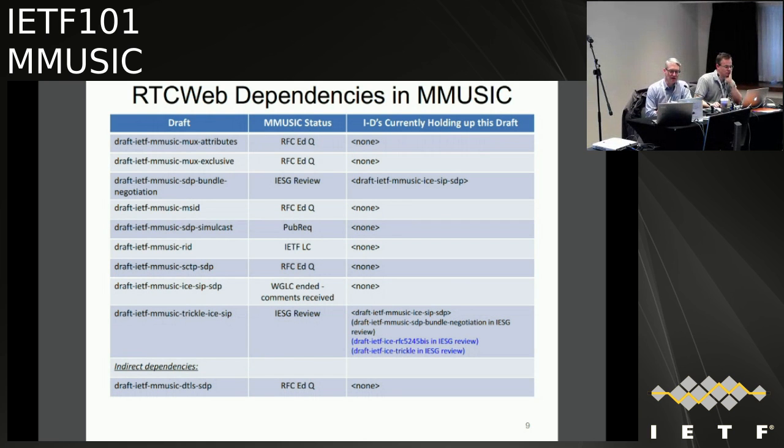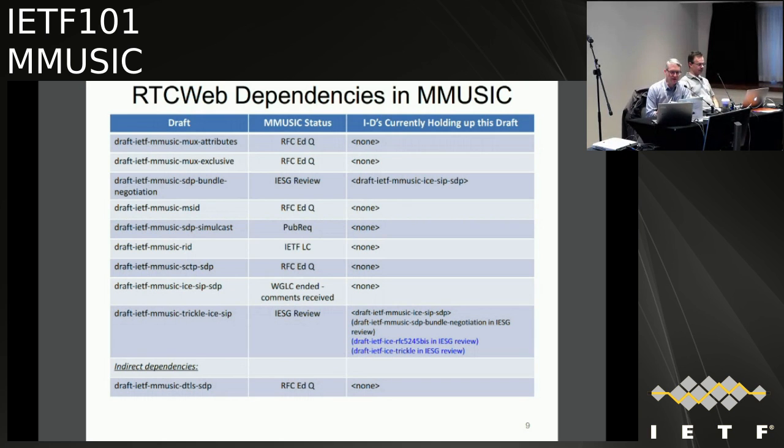This is the table with the RTC web dependencies that we have here in MMUSIC. It's starting to look pretty good. We have a number of drafts that are in RFC editor's queue already. As you saw previously, we have the bundle in ISG review. We have simulcast publication requested.